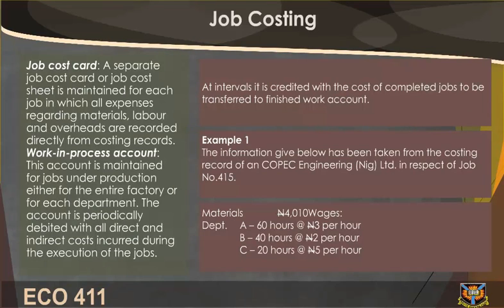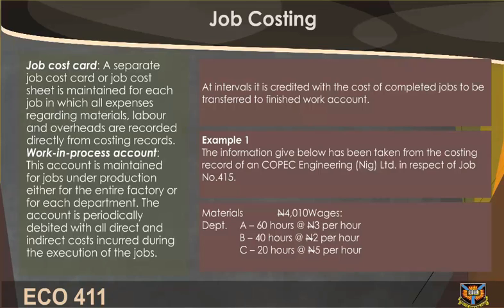Job cost card. A separate job cost card or job cost sheet is maintained for each job in which all expenses regarding materials, labor, and overhead are recorded directly for costing records. Work in process account. This account is maintained for jobs under production either for the entire factory or for each department. The account is periodically debited with all direct and indirect costs incurred during the execution of the job. At intervals, it is credited with the cost of completed jobs to be transferred to finished work account.